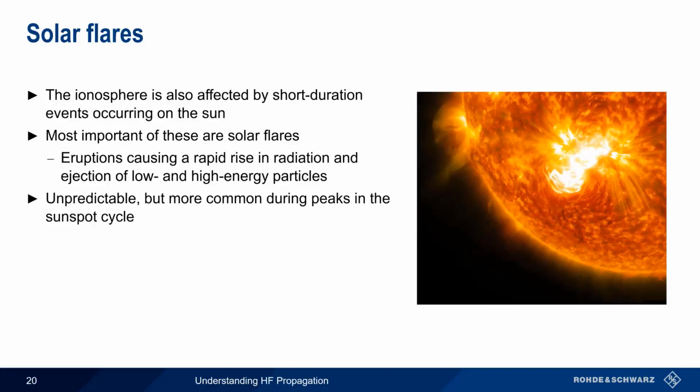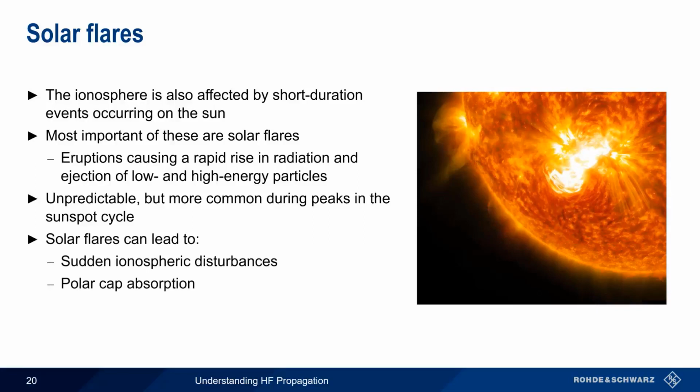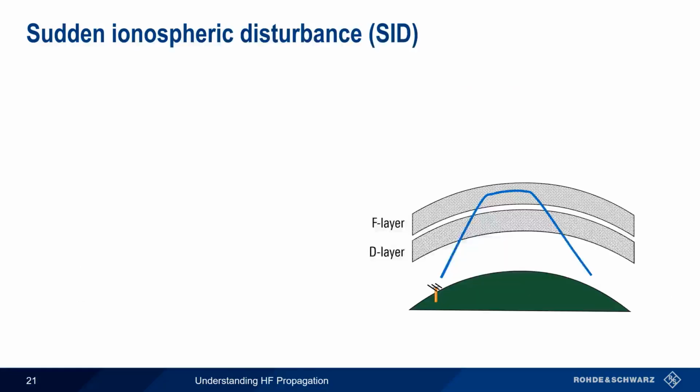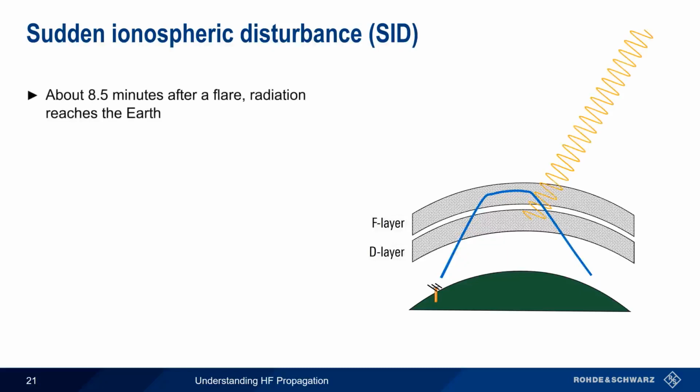Solar flares are essentially unpredictable, but they do occur more commonly during peaks in the 11-year sunspot cycle. Solar flares have a significant effect on HF propagation because they can lead to sudden ionospheric disturbances, polar cap absorption, as well as both geomagnetic and ionospheric storms. As the name implies, a sudden ionospheric disturbance is sudden. It occurs about 8.5 minutes after a flare, that is, at the same time the flare becomes visibly detectable on the Earth, and is caused by the arrival of solar radiation.